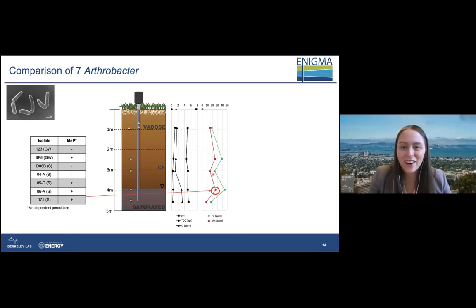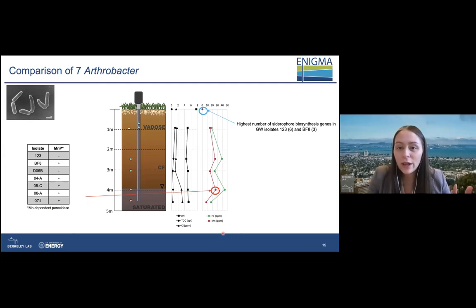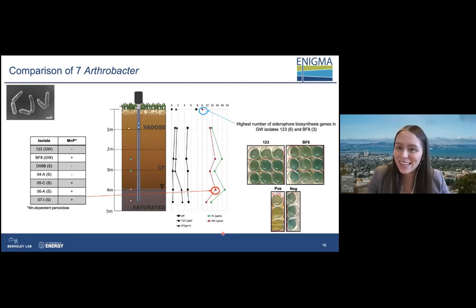And we also had our higher concentrations of manganese observed in the deeper depths. And then similarly with iron, we observed the highest number of siderophore biosynthesis and transport genes in the groundwater isolates. And of course, that sort of mirrors the lower bioavailability of iron in the groundwater as compared to sediments. We did try to test this one in the laboratory using a chrome azurol overlay assay for siderophore biosynthesis. Unfortunately, this particular assay did not give positive results for our groundwater isolates.